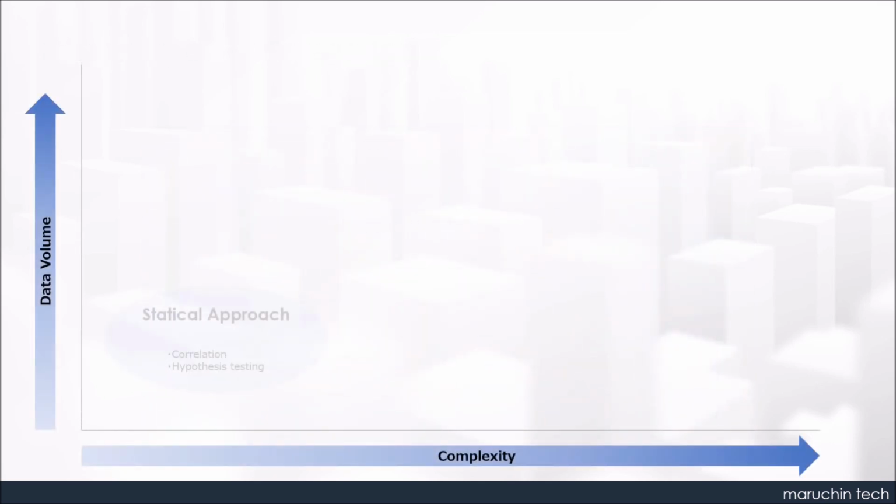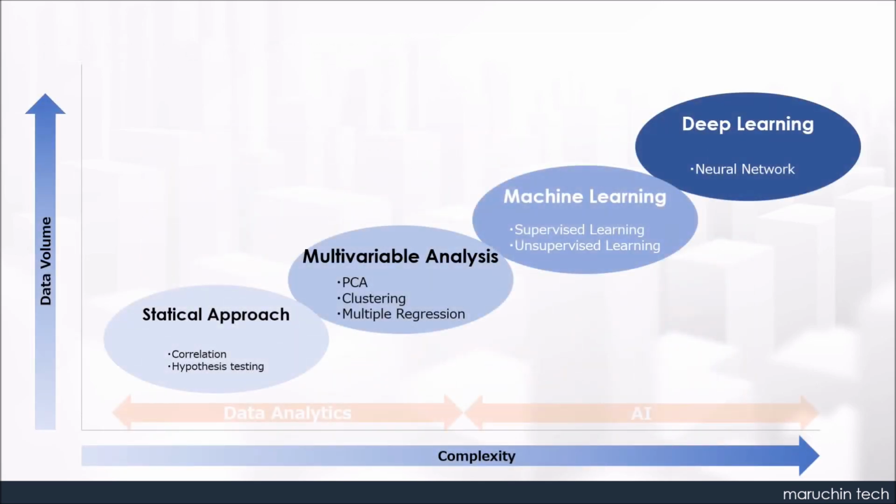This chart plots data analysis types based on data volume and complexity. Many business professionals are comfortable using spreadsheets like Excel for simple bivariate analysis, processing 2 variables. However, fewer are familiar with multivariate analysis, statistical methods, or the details of machine learning and deep learning.